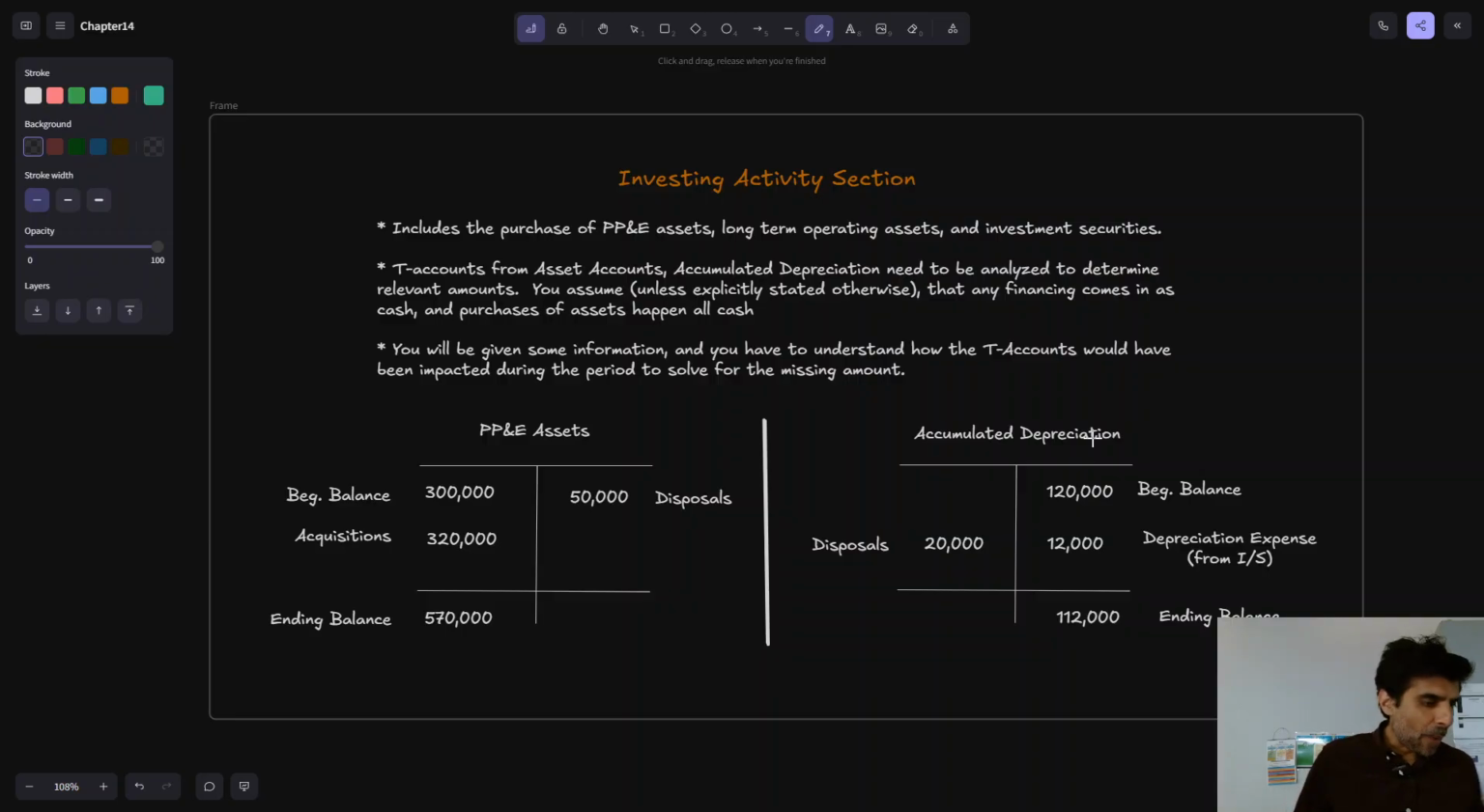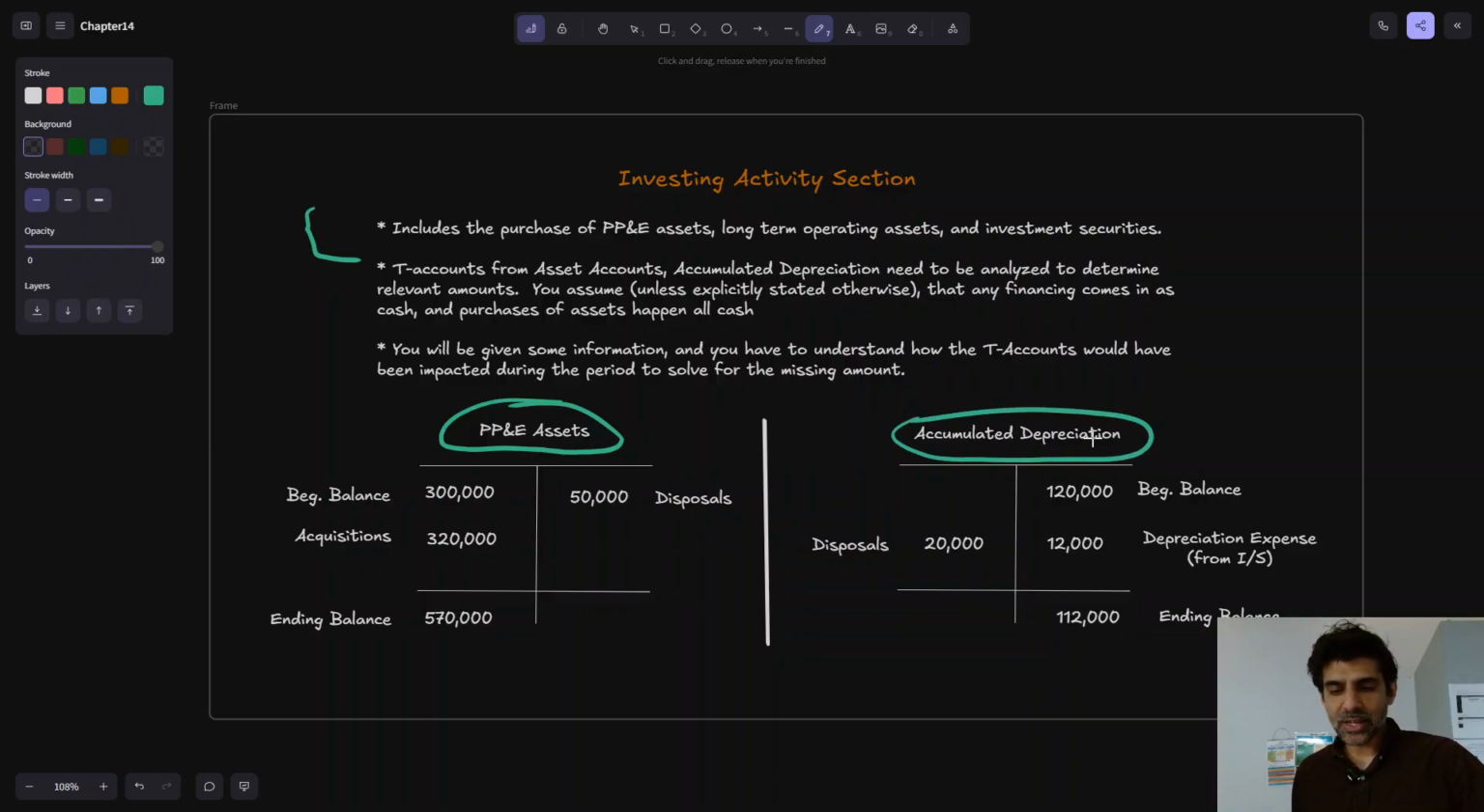I would say the operating section is definitely the hardest. The second hardest is this investing section, because you're going to have to infer. You're going to have to do some T account manipulation to figure out how to do this section. Again, this section includes the purchase of PP&E assets. The T accounts you're going to have to look at are the asset account and accumulated depreciation, and you're oftentimes going to be given bits and pieces of information that you'll have to put into the T account and then figure out what the missing thing is.